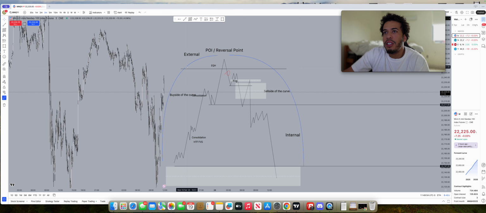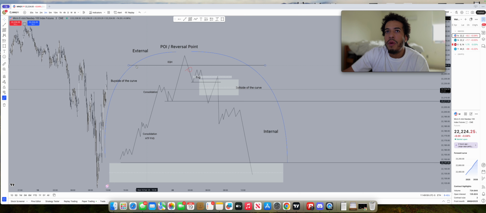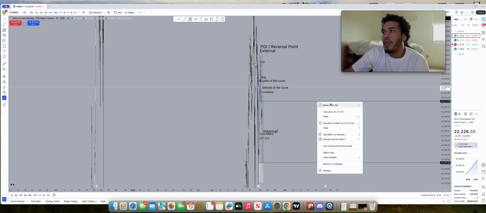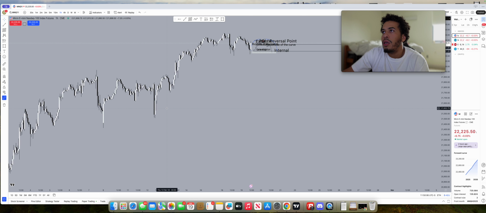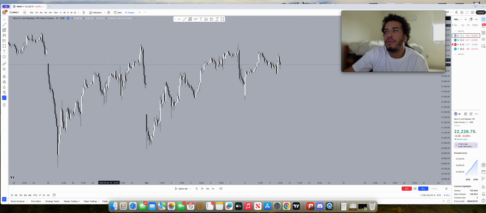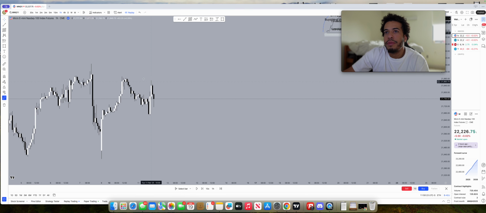But yeah, this is basically just a drawing of what a market maker model will look like. Well, that's not on the charts. Now let me see if I can find a good market maker model on the charts. Oh, right here. Okay, so boom. We see right here. So right here is perfect.